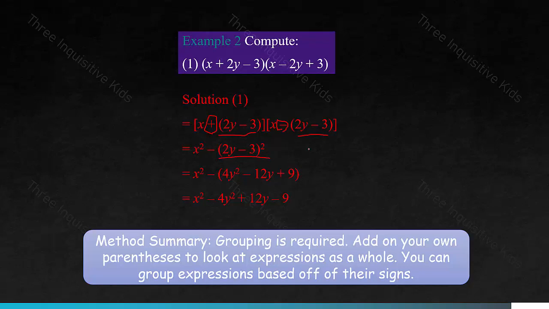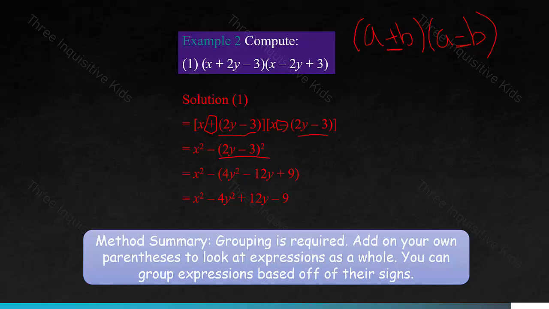So, method summary. Grouping is required for solving this problem. We are used to having parentheses already there in problems, and it was our job to get rid of the parentheses and simplify. But now you have to be creative and add parentheses yourself. And when you're adding parentheses, you can look at the terms' signs. Here, we wanted to use the square difference formula, and we knew that it had to be a plus b times a minus b. And you can see that both terms had to be the same, but the signs had to be opposite. So how could we do that?